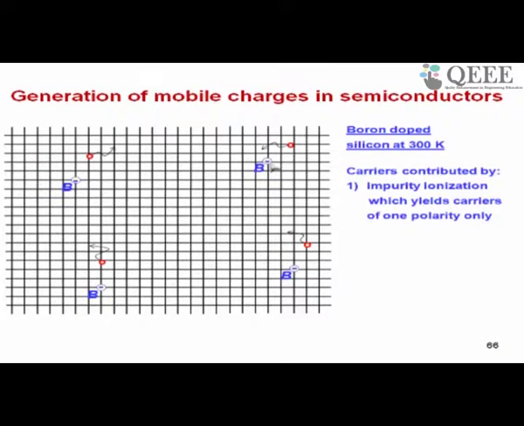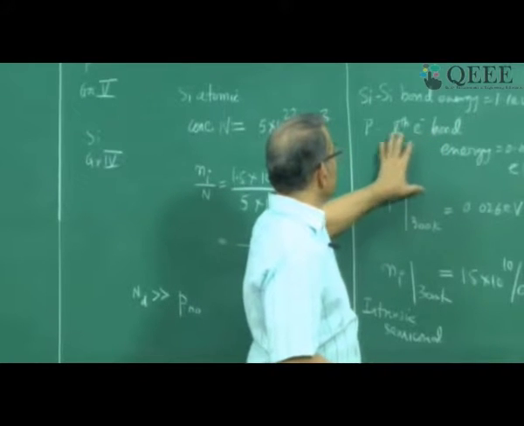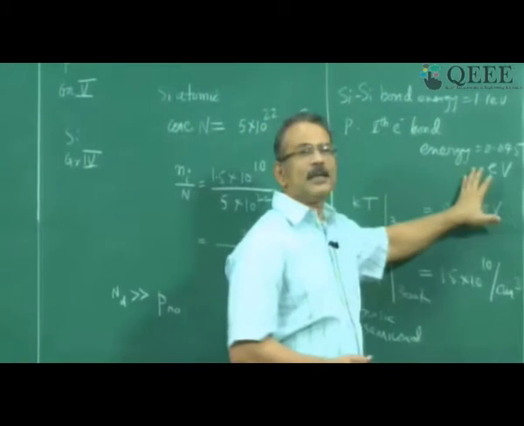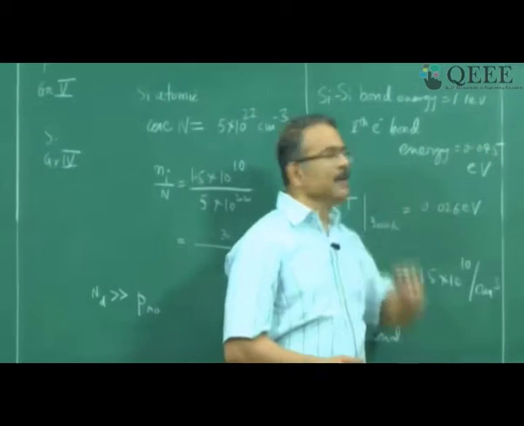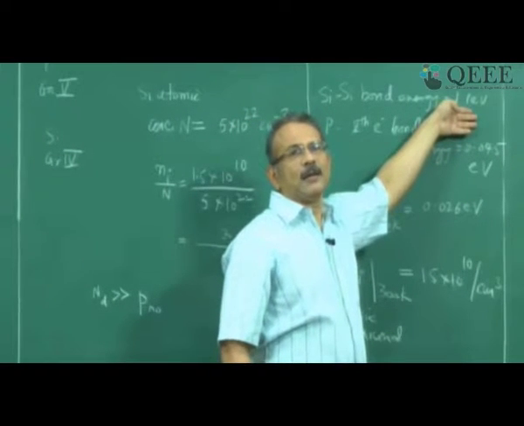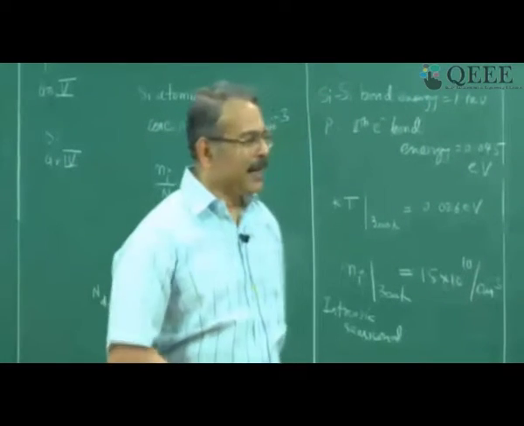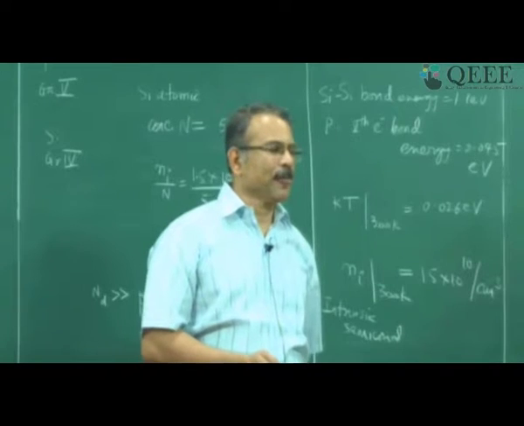Now at 300 K, all the holes will become free, in the same way as all the electrons of the phosphorus atoms became free. The bonding energy between the hole and the boron atom is the same as the bonding energy between the 5th electron and the phosphorus atom, right? It is the same model, and 0.045 electron volt, which is much less than the energy of the silicon bond. Therefore, all boron atoms become ionized and they give rise to holes.